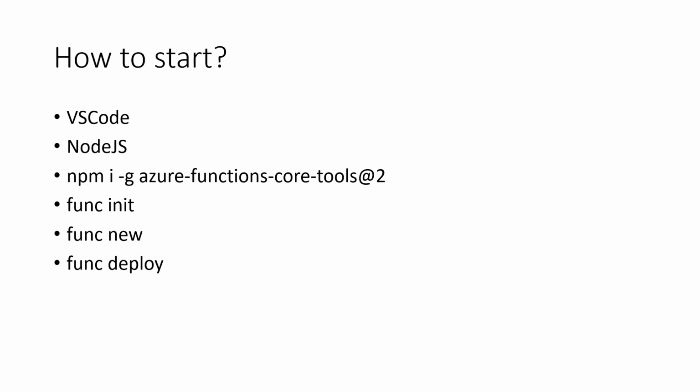So how to start? All you need to have is Visual Studio Code. Then you need to have Node.js installed. And first of all, you have to install Azure Functions Core Tools. I am installing Azure Functions Core Tools version 2 in the demo, and this -g represents global. Then you will be having func commands: func init to initialize the repository, func new to create a new Azure function, and also you can use func deploy.